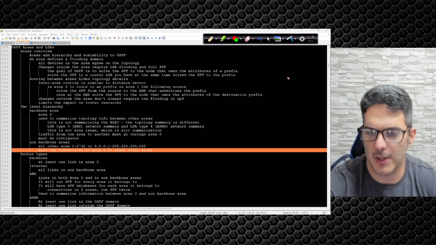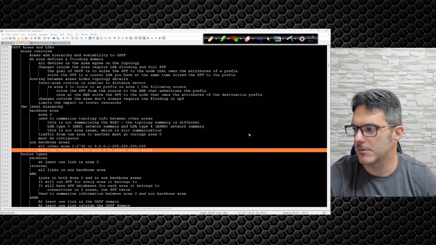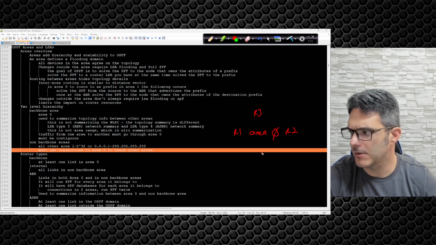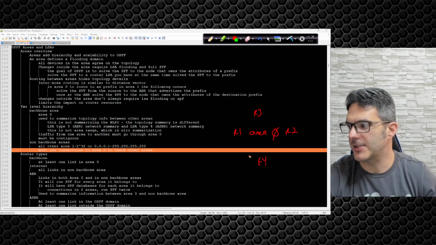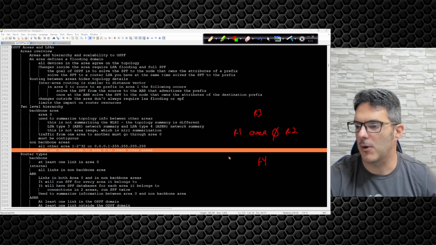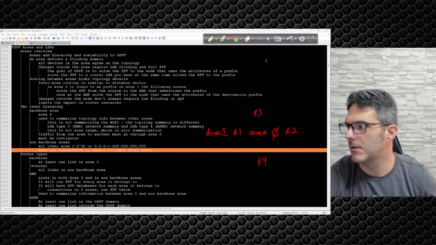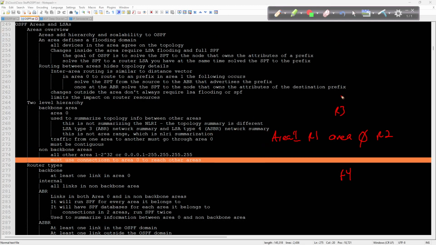Let me go ahead and grab my pen tool real quick. So I have area 0, and let's say I have R1 here, and I have R2 here. So I have R3 here, and I have R4 here. These guys all belong to area 0. Now, what will end up happening is, let's say I have area 1 here. Then I have area 3 up here. Then I have area 2 over here. Then I have area 4 over here.